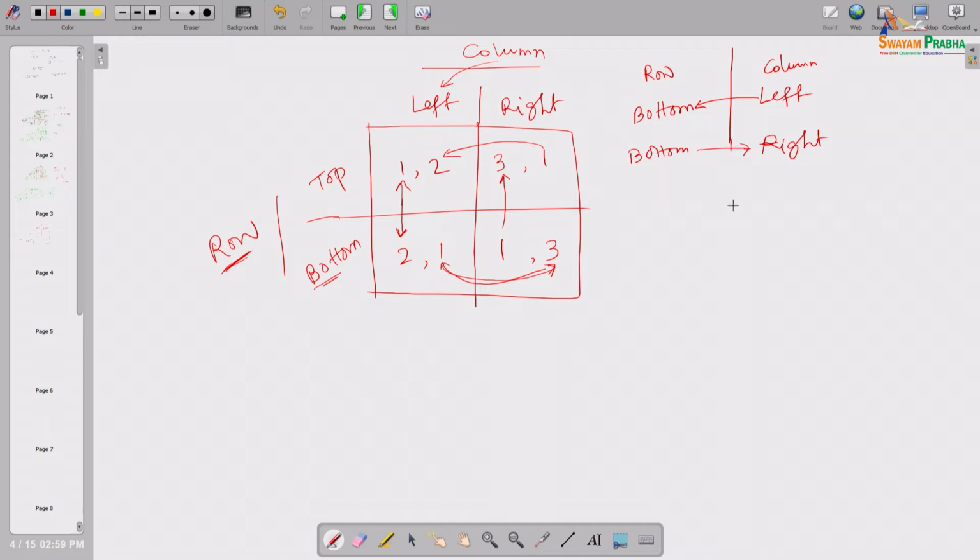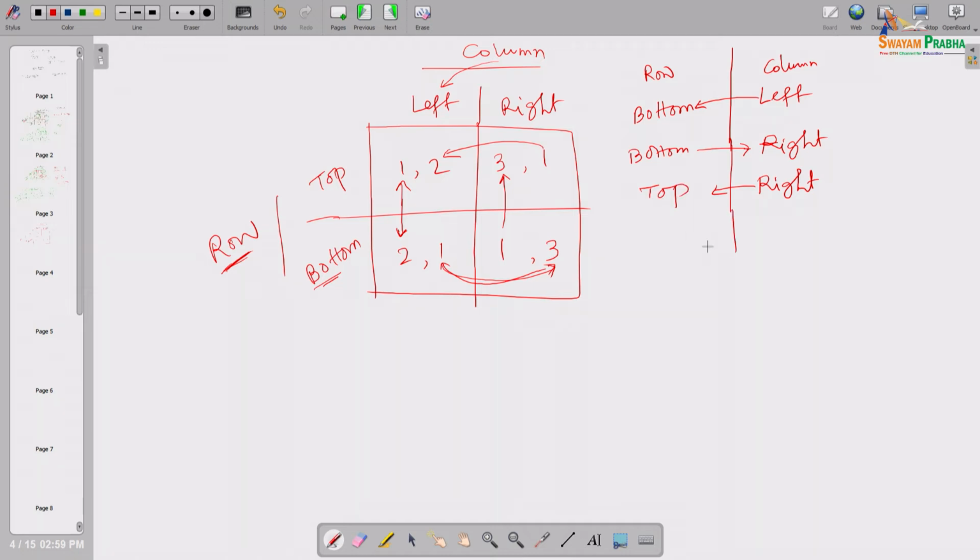Exactly the same way, given right for Column, what is the best for Row? If Row knows that Column is going to choose right, the best for Row is between 1 and 3. So, top.